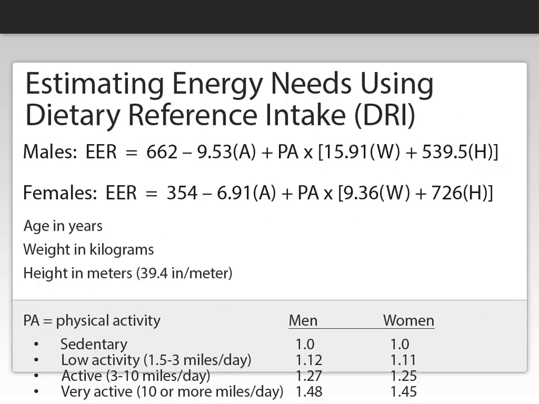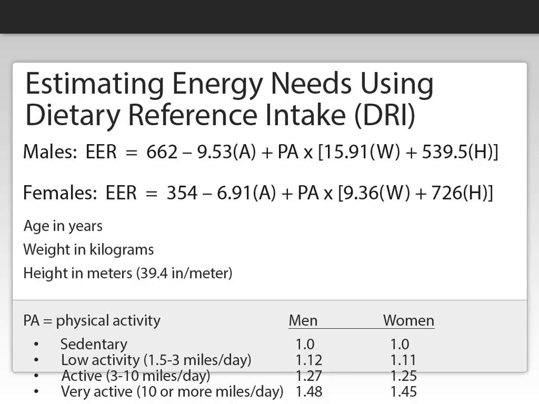Another way of estimating energy needs is using the dietary reference intake formulas, or DRI. These formulas were derived from the doubly labeled water technique, and we'll discuss that technique in subsequent slides. There are different formulas for males and females, and it also takes into account a physical activity code. And so they apply whether or not you're sedentary, low active, active, or very active for men and women to this calculation. Of note, most people are going to fall within the low active or sedentary categories.